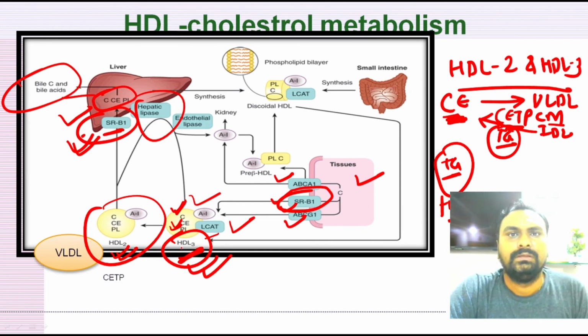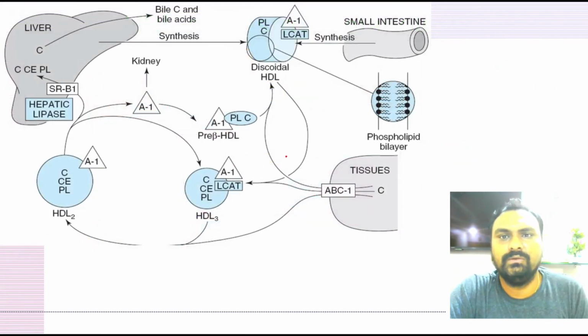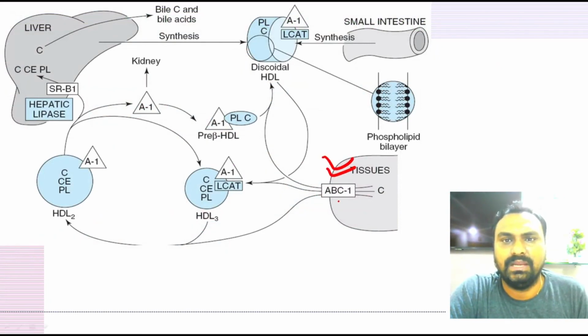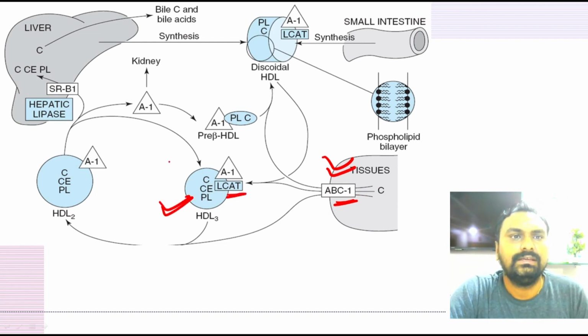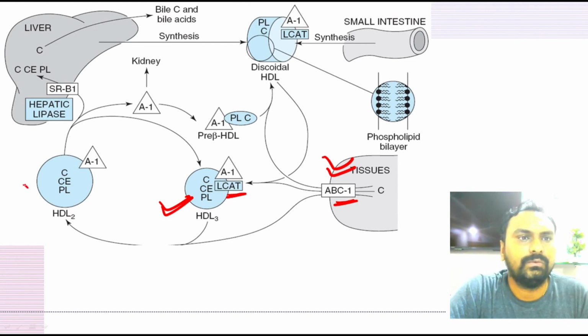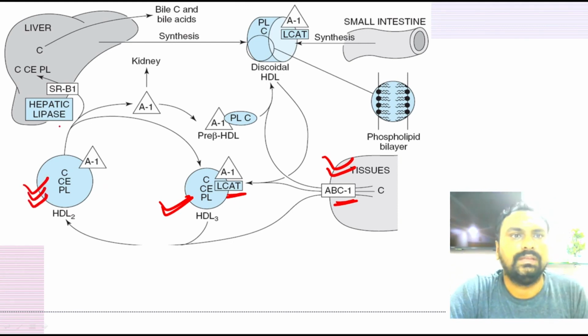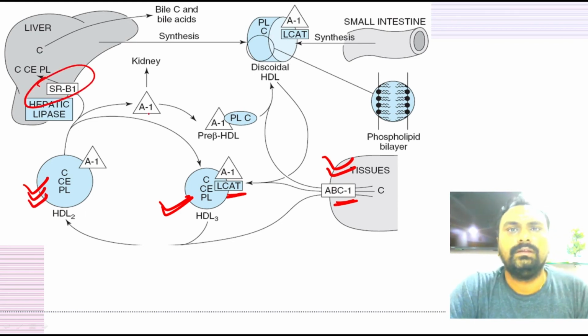So again you can see the ABCA1 transport protein is mainly responsible; ABCA1, ABCG1 and SRB1 will efflux the cholesterol from peripheral tissue to the circulation. In the circulation, the LCAT enzyme will convert it to HDL3. This HDL3 is again acted upon by LCAT and converted to HDL2. Then hepatic SRB1 receptor mediated endocytosis occurs, right? And this is all about HDL metabolism.